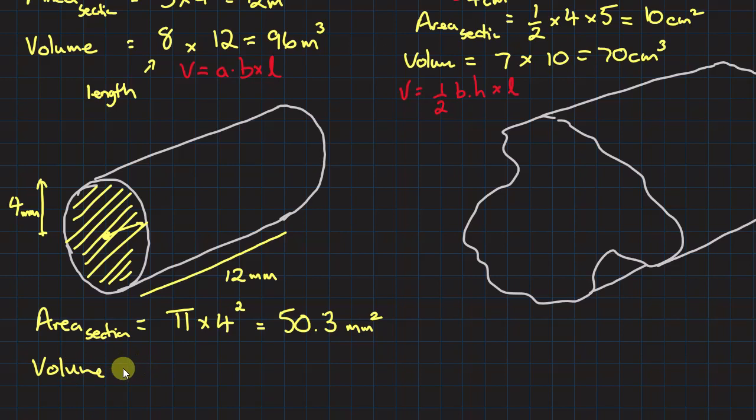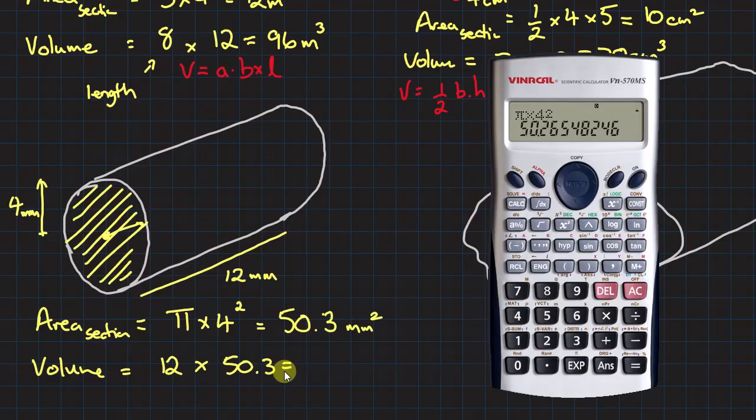So the volume is equal to the 12 millimeters I've got multiplied by my cross-sectional area, and that will give me an answer in millimeters cubed. So I'm going to use my answer. I'm going to do 12 multiplied by the answer from the previous one, the 50.3. And I'm going to get a more accurate answer than I would have done just typing 50.3 in, of 603.2.